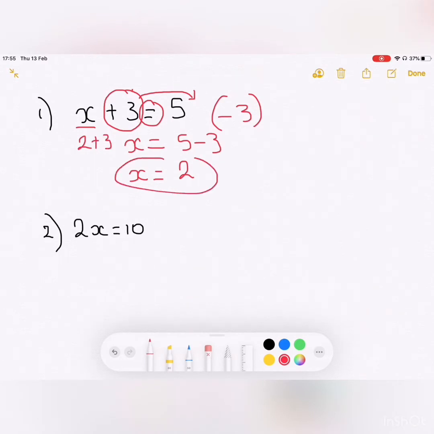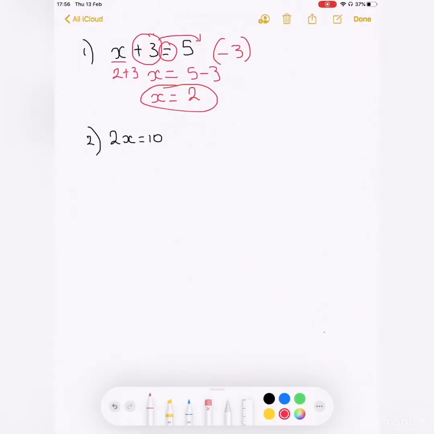So that's your answer. So again, in order to find what 1x equals, well, what have we done to this side? We've had to divide by 2. And remember, whatever we do to one side, we must do to the other. And 10 divided by 2 is 5.